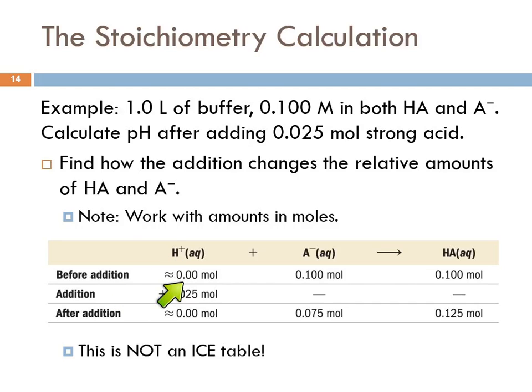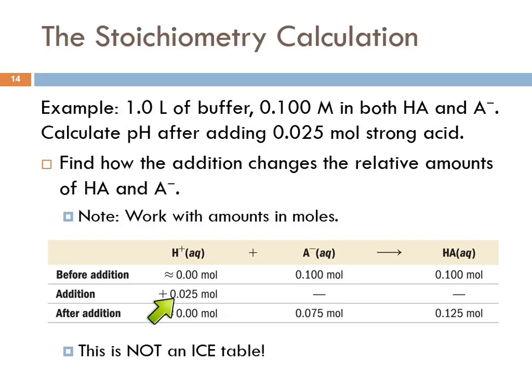So initially, the hydrogen ion concentration is essentially 0. It's so small compared to the other things that it doesn't matter. We had 0.1 moles in that 1 liter solution of A-, and we had 0.1 moles of the weak acid. When we add 0.025 moles of strong acid, what's that going to do to these guys? It's going to change them.